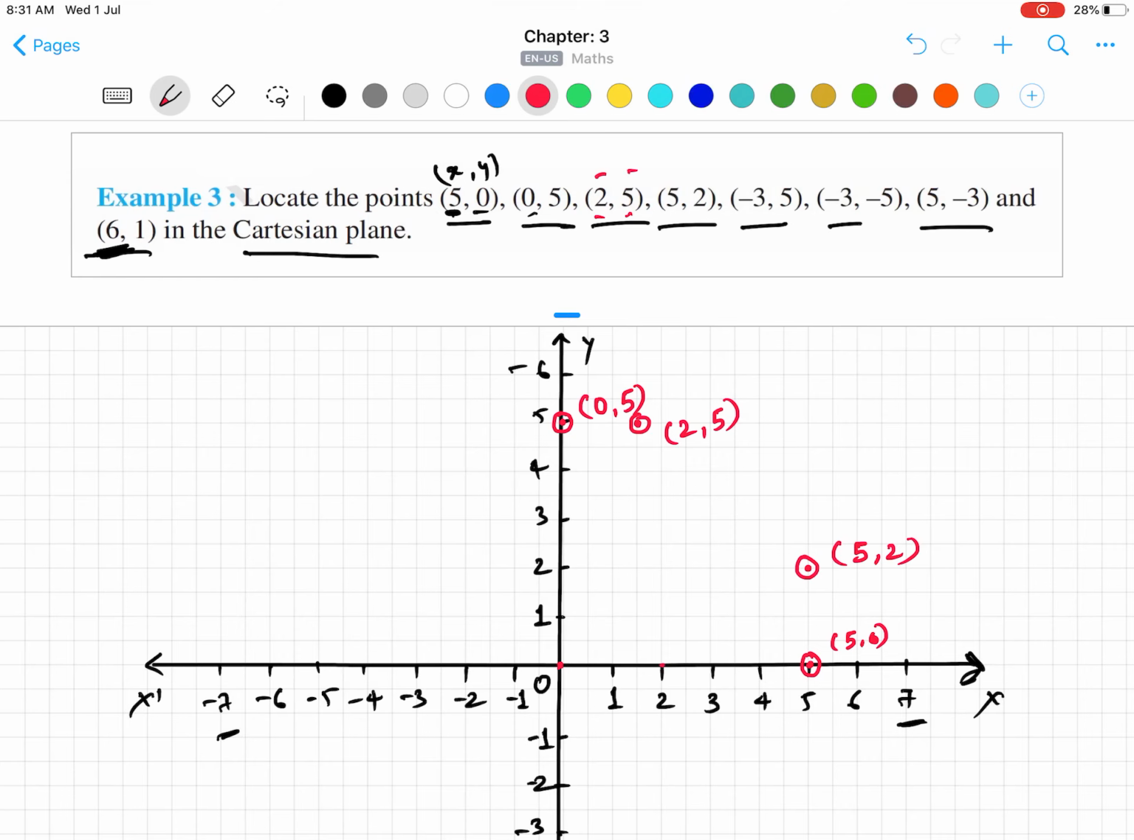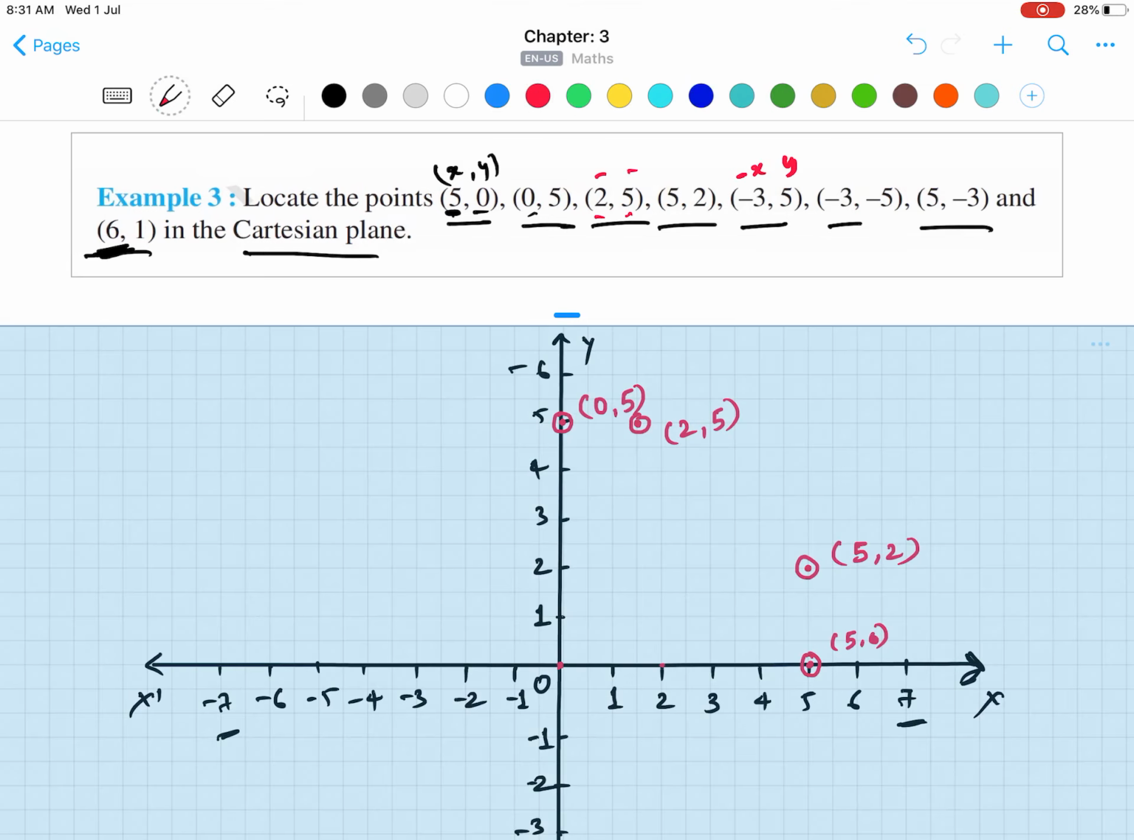Next one is x is -3 and y is 5. So the value of x is negative and the value of y is positive. That means this point has to be lying in the second quadrant, because in the second quadrant we have a negative value of x and a positive value of y.